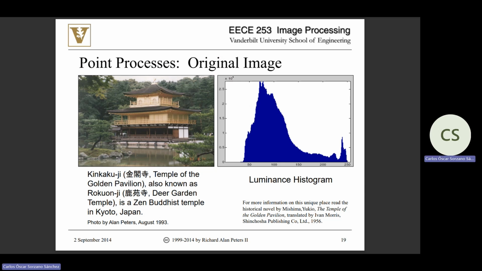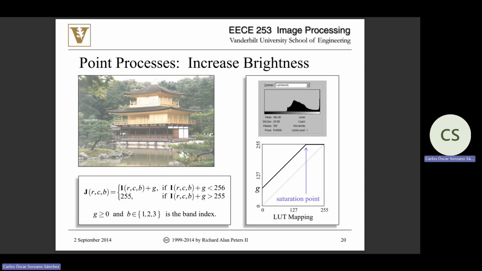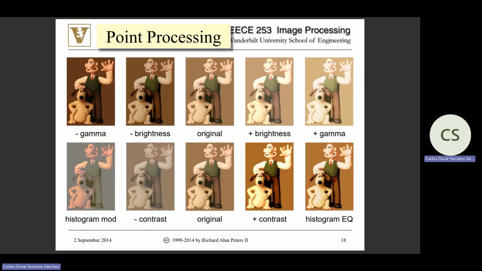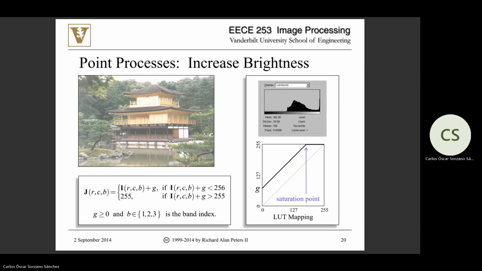So that is the histogram of the luminance of that image. And then the first operation we will see is this increased brightness. That was one of the operations in the catalog, okay? So increased brightness is simply, you give me a value and I will shift that value up. So I will add a positive value, G, so that all the gray values go up.